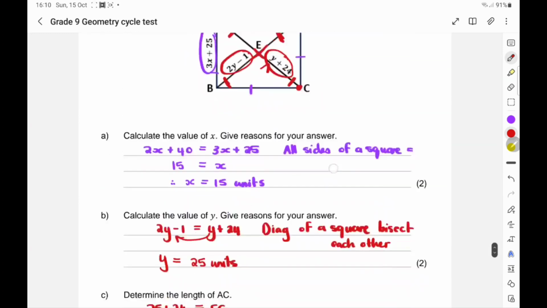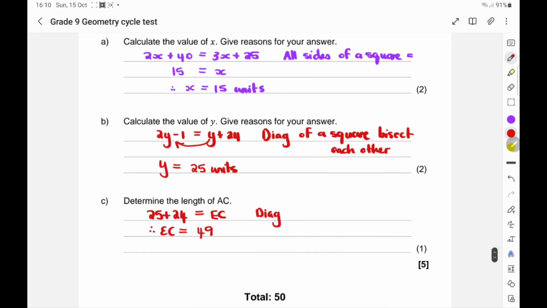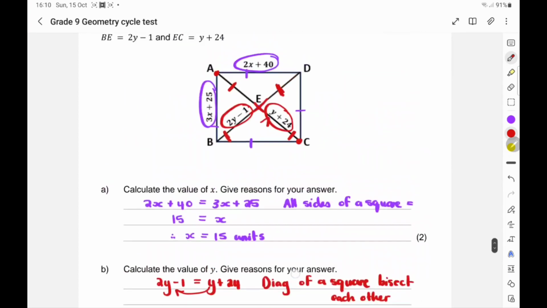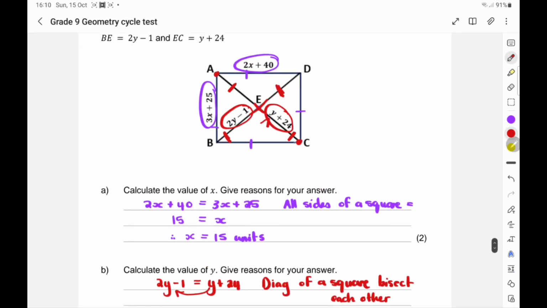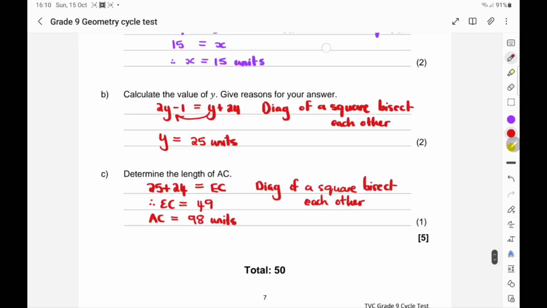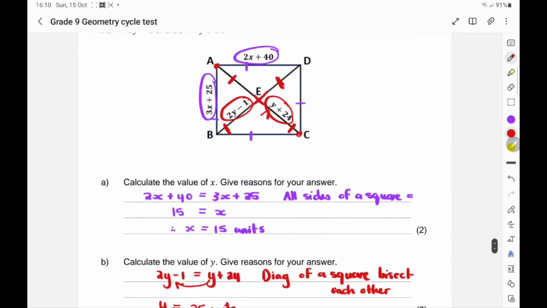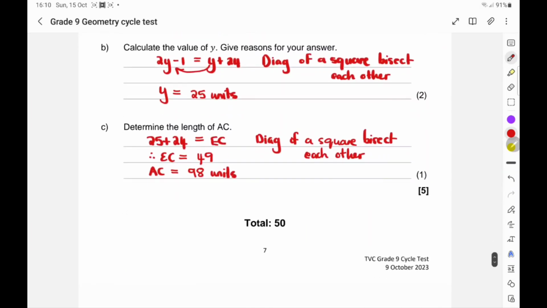And the reason there would also be that the diagonals of a square bisect each other. So thus, to get AC's length, it would be double that. Okay, so to get the AC length, if that one is 49, let me just make sure, 49, then double that because they are equal in length. Okay, so that's why we're going to times it by 2.